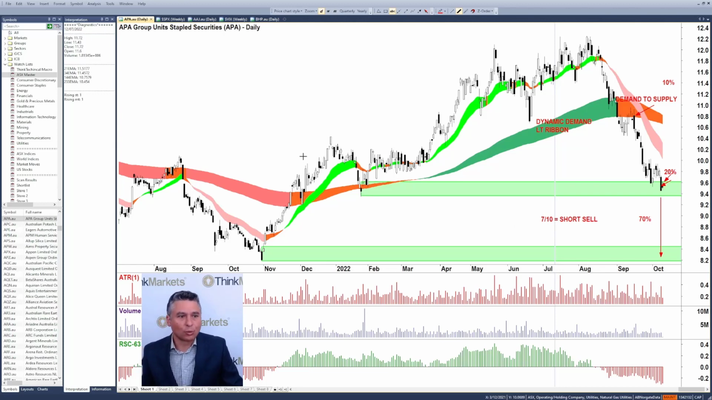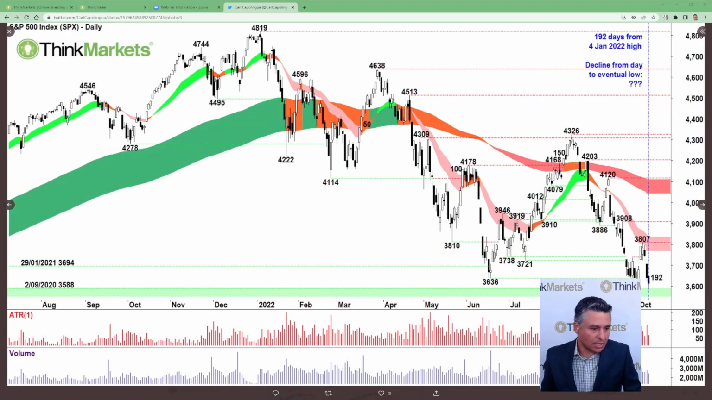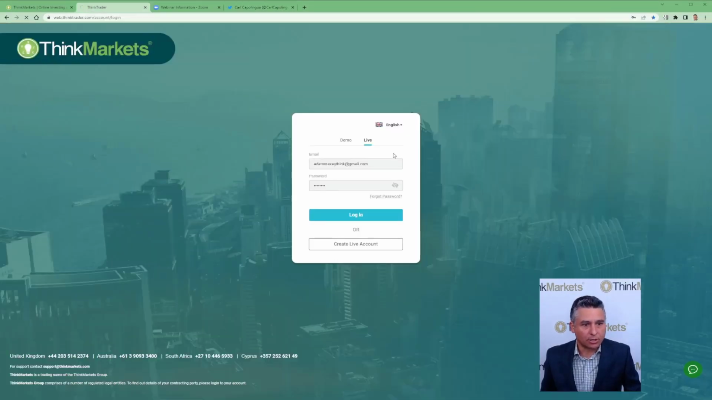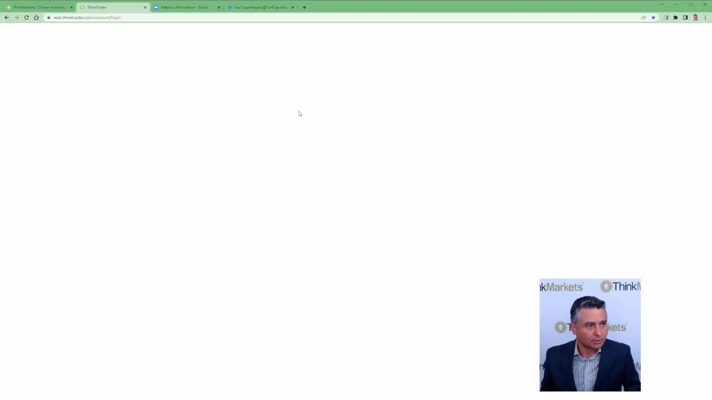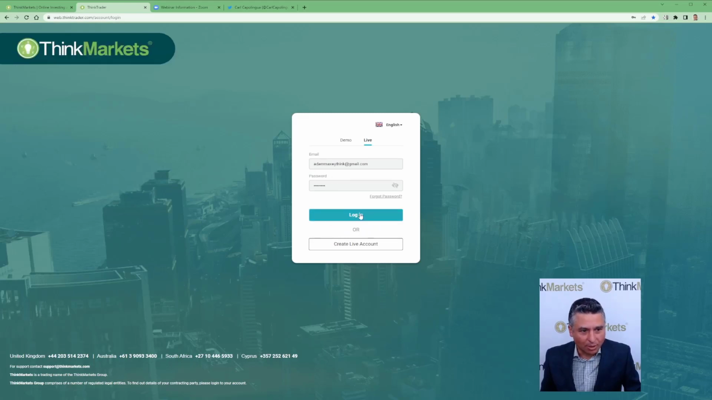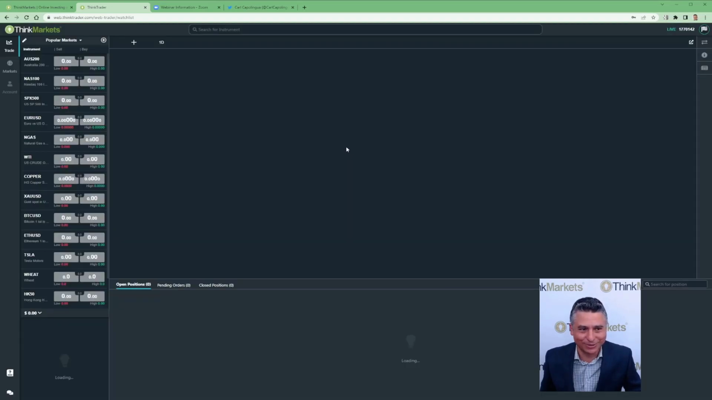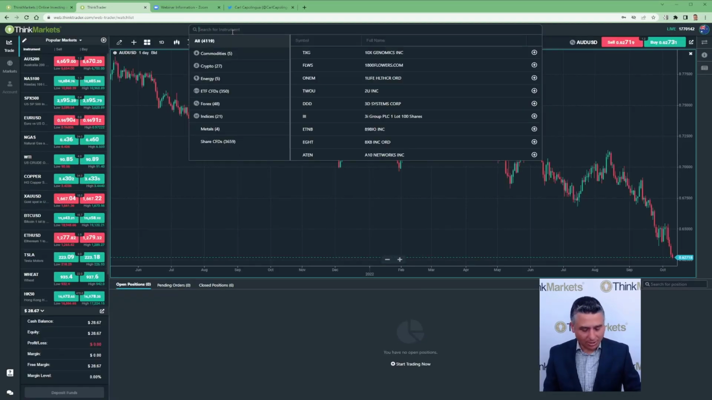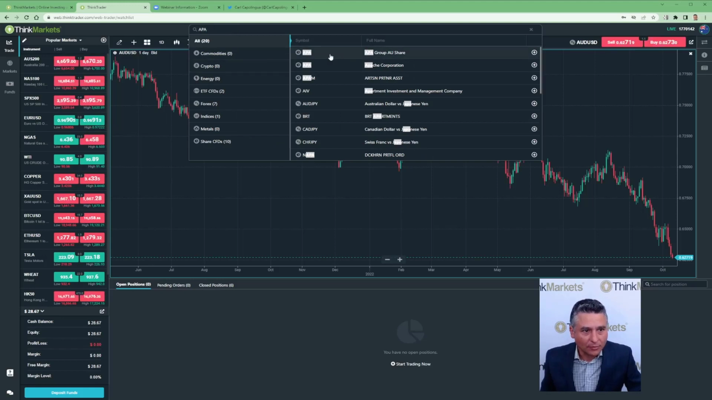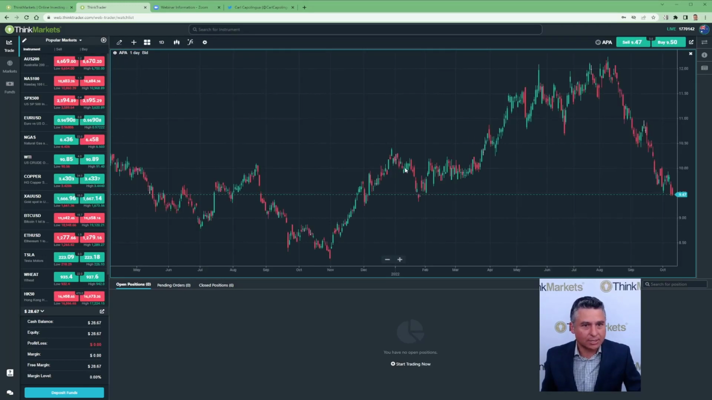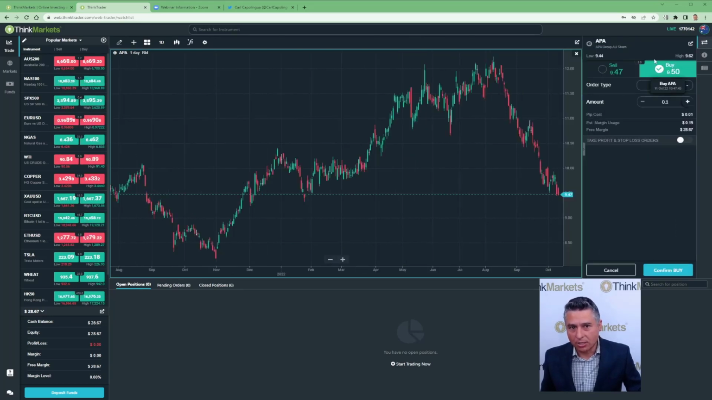Okay, so if you thought that this was a potential short trade, then you can head over to here and go to your Think Trader, which hopefully will log. Well, that's not my account. That's somebody else's at ThinkMarkets account, but I did have my account going. I'm annoyed it logged me out. But anyway, I'll go into Adam's account and show you how to do it. So you would literally just search for APA group, that's AU shares, and you click on trade, and you can set up your order.